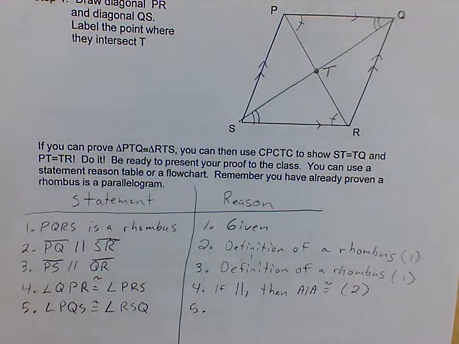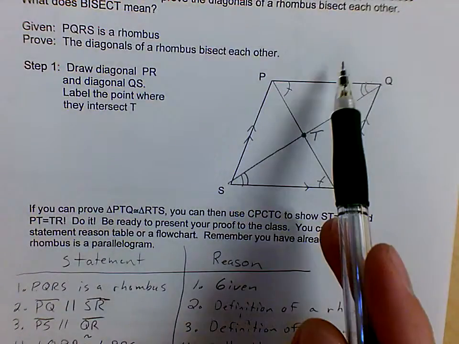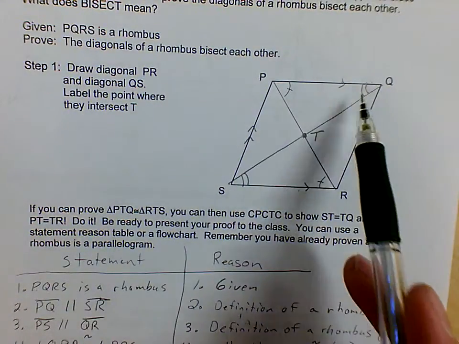Once again, go ahead and tell me how we know those are congruent. And our reasoning for number 5 is going to be, if parallel, then alternate interior angles are congruent. So the same reasoning from number 4, and once again we know that these two lines are parallel from step 2.